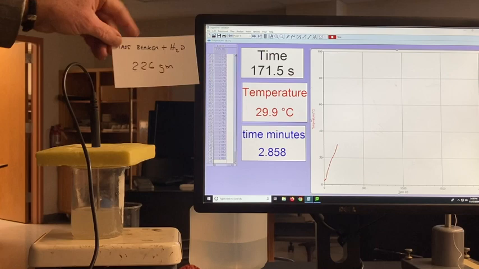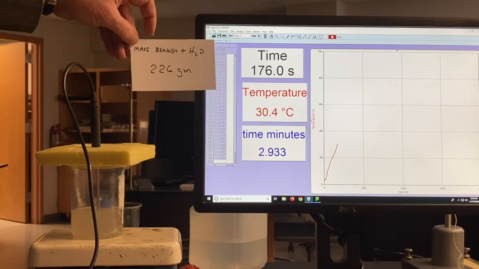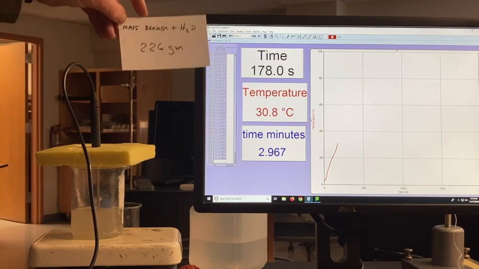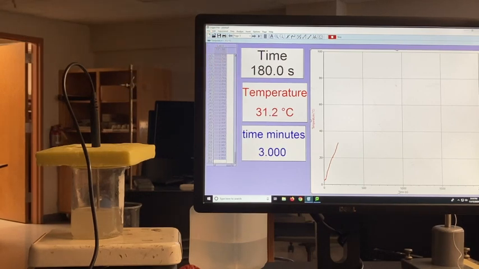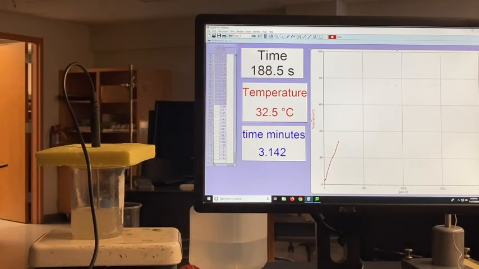So next, the mass of the beaker plus H2O is 226 grams. From there, you can then get the cold water mass. We start with M sub 1. So that will be M sub 1. You can calculate it just by taking the difference of the two there. And the temperature was 2 degrees Celsius.